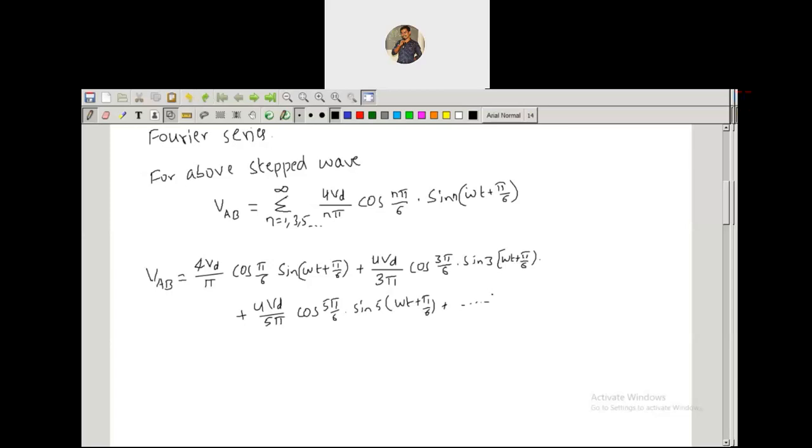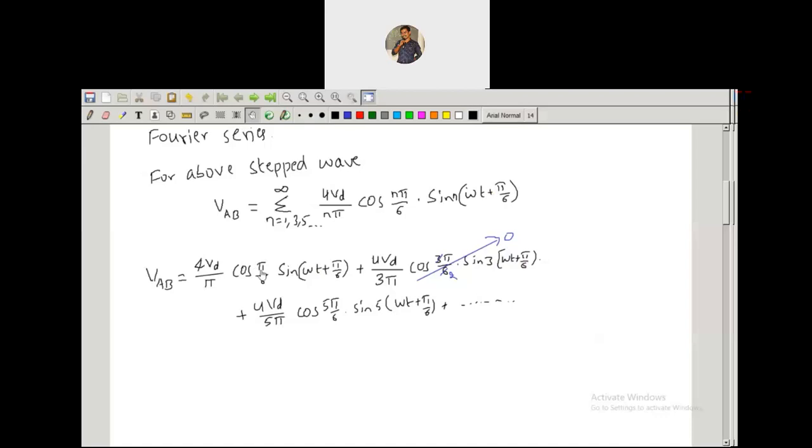Okay. Now further simplification. So now we can observe here, we're going to get 3 pi by 6 in the second term. So this will be pi by 2. This is cos pi by 2. 3 pi by 6 is cos pi by 2. So cos 90 is nothing but 0. So the second term will become 0.